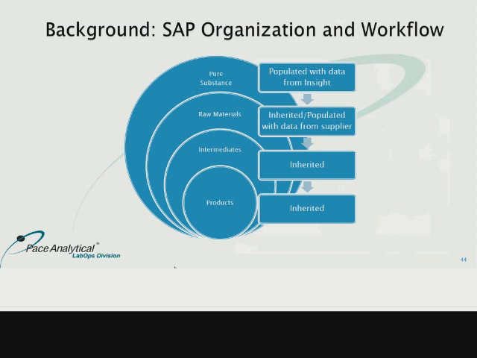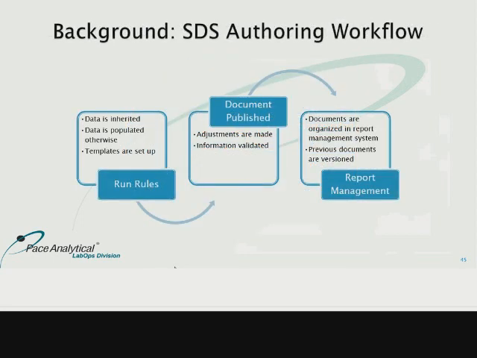Raw material data can be collected from either suppliers or inherited from pure substances in SAP. Typically, this information is inherited from the pure substances in order to keep the information consistent. Intermediates and finished goods are typically populated with inherited data as well. This is a very simplified version of the authoring process in SAP. If you have worked with other authoring programs, this process is probably very familiar to you.